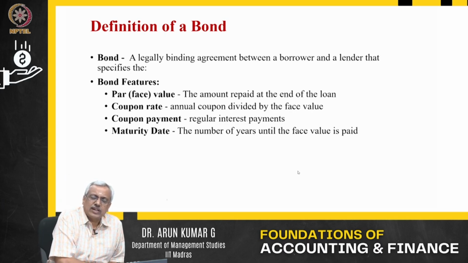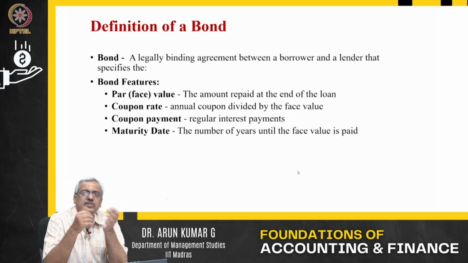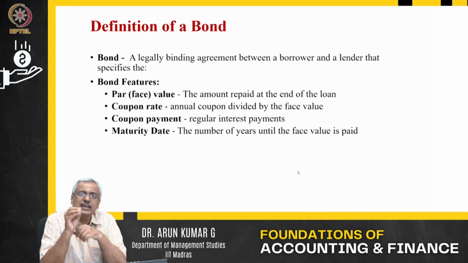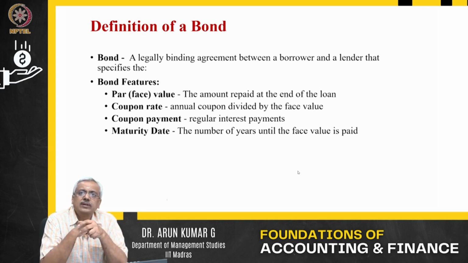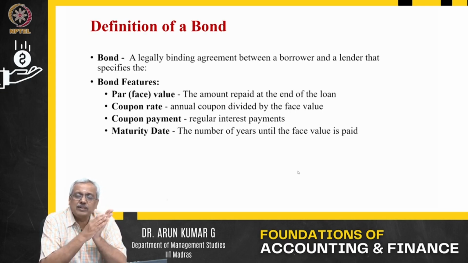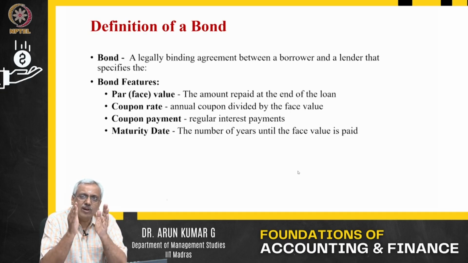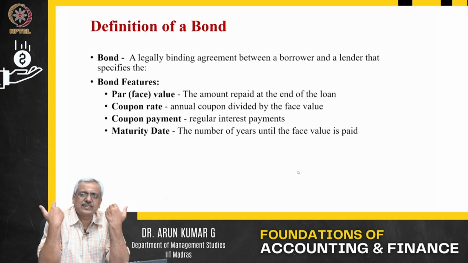If an institution issues a bond, the institution is the borrower, and the people who are subscribing to it can be institutions, individuals, or anybody. They are the lenders to that bond. Please note, a bond has a fixed tenure, which means a fixed life. The bond is not perpetual. It normally has a fixed life. It can be 10 years, 15 years, 20 years, and so on.